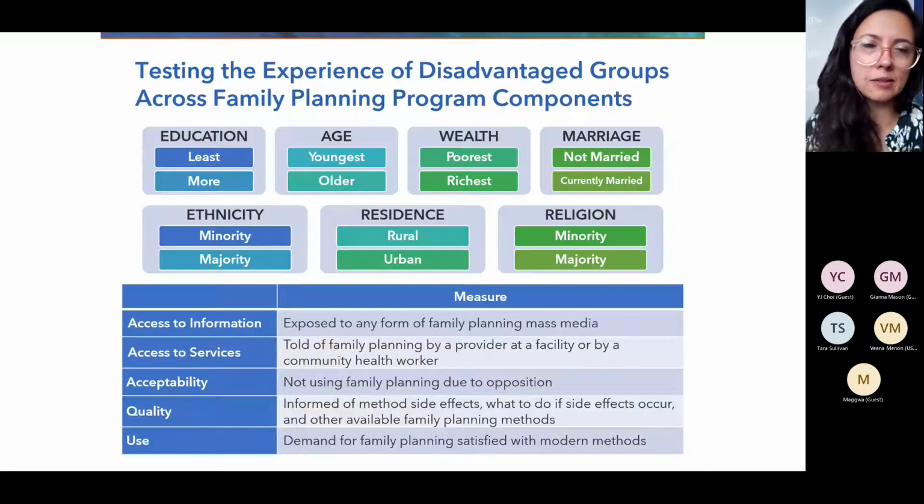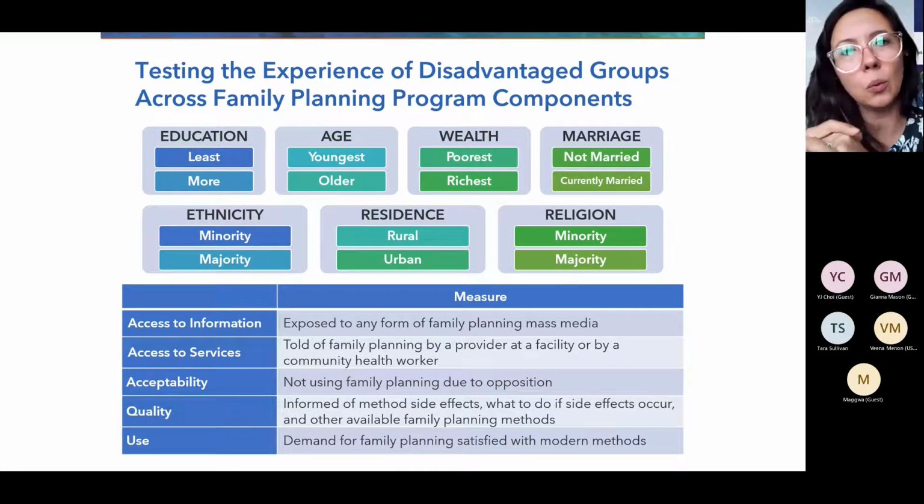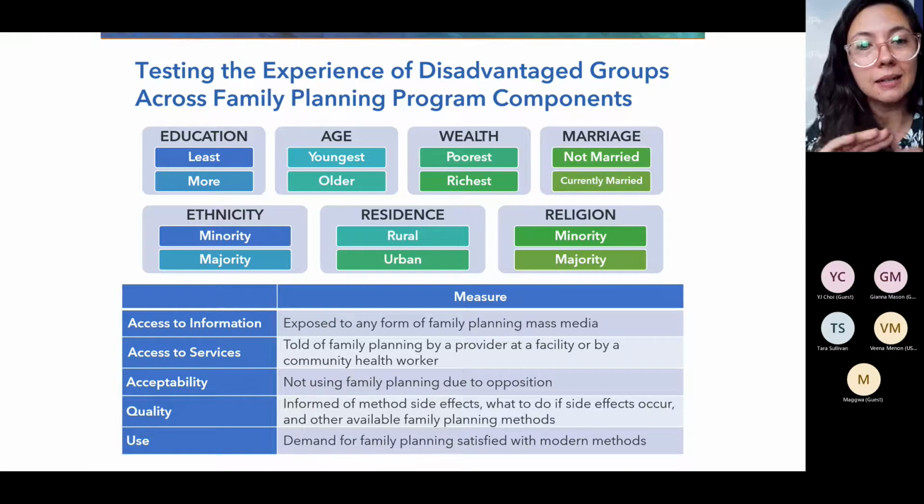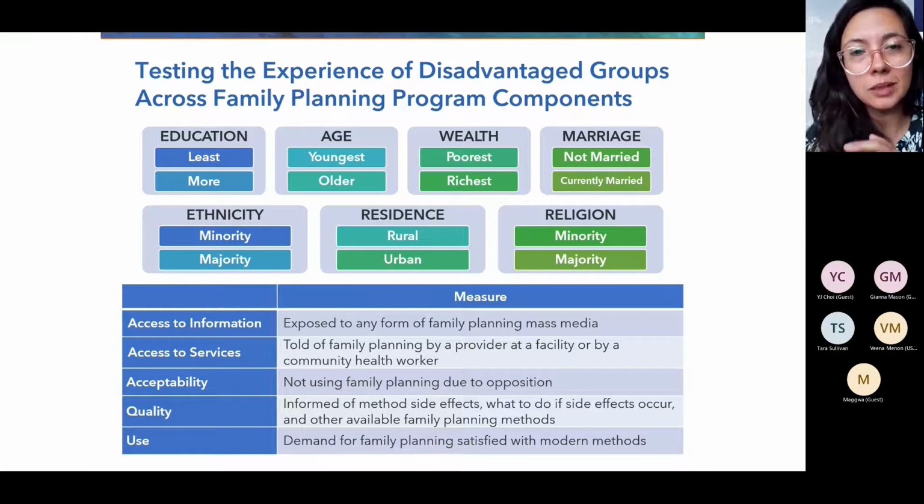So if we go to the next slide, you can see the subgroups of interest. So here, we're looking at education. So we're comparing the least to the more educated, the youngest to older, poorest to richest, not married to currently married, minority to majority ethnicity, rural to urban residents, and minority to majority religion.